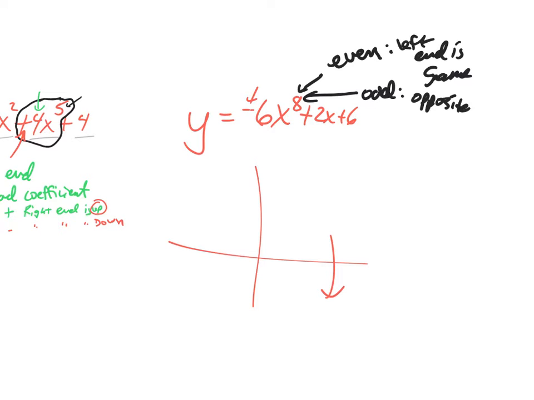Okay, so you have to look at the boss term, the lead term. If it is an even number, then both ends will be going the same direction. If the right end was up, the other end will be up. But if it's odd, it'll be different. And odd and different kind of go together.